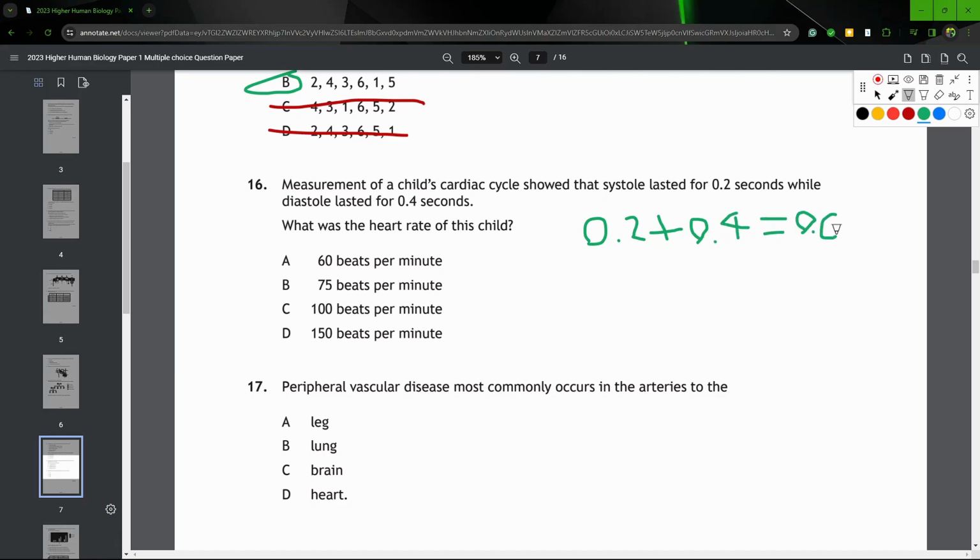So that means each cardiac cycle is 0.6 seconds, right? Okay, well, how are we supposed to turn this into beats per minute? Well, if each cardiac cycle is 0.6 seconds long, and a minute is 60 seconds long, that means that if we divide 60 by 0.6, we can figure out how many beats happen in a minute.